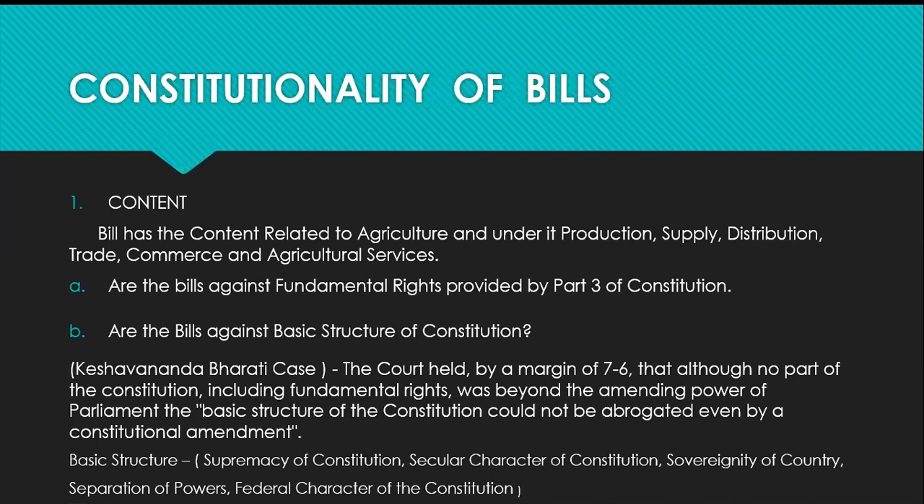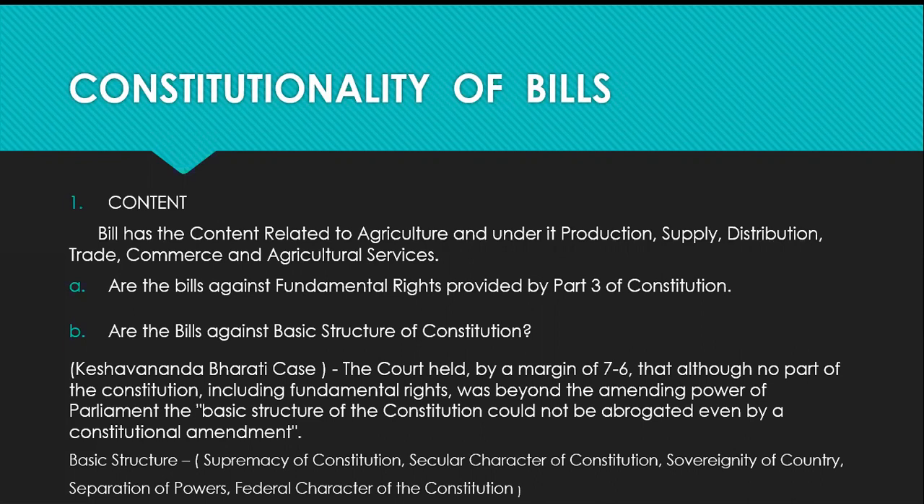Now, let's discuss the content of the bill. The bill has content related to agriculture, and under it, what? Production, supply, distribution, trade, commerce, and agriculture services. It has all the content related to agriculture: production, supply, distribution, trade, commerce, and its services.